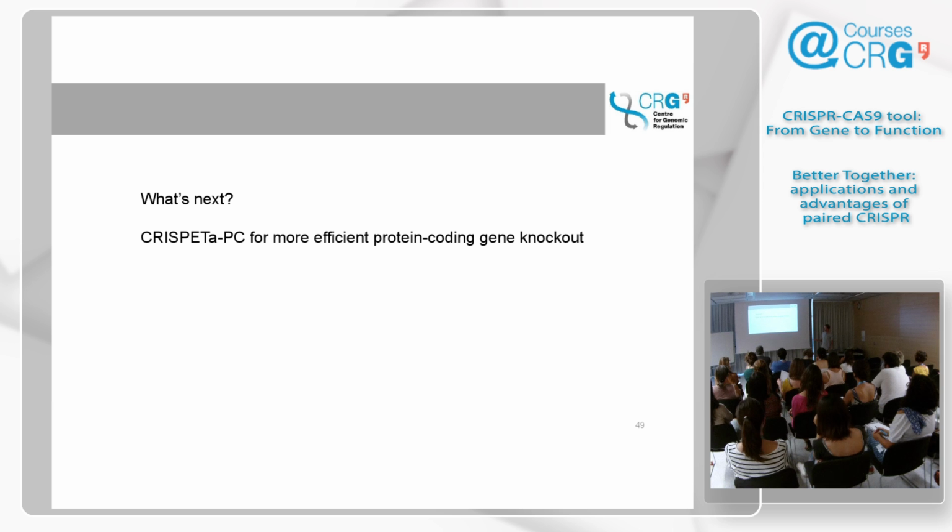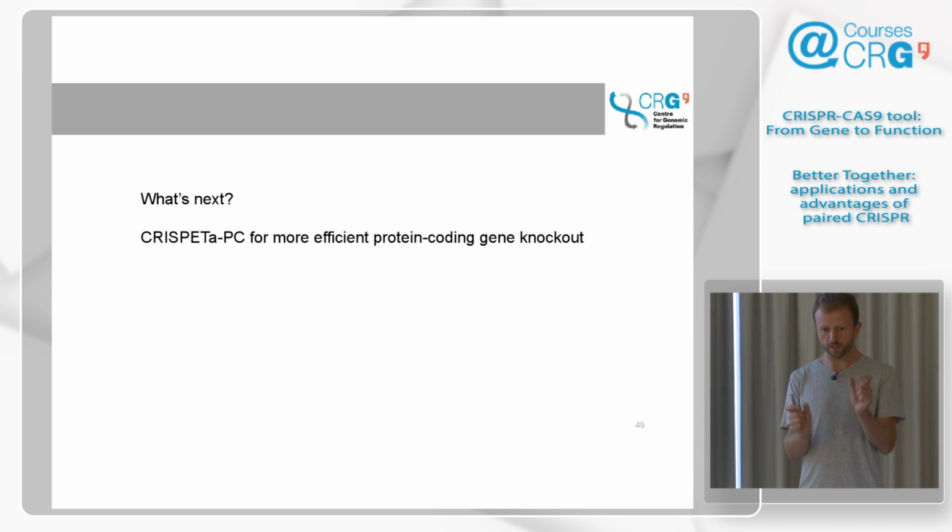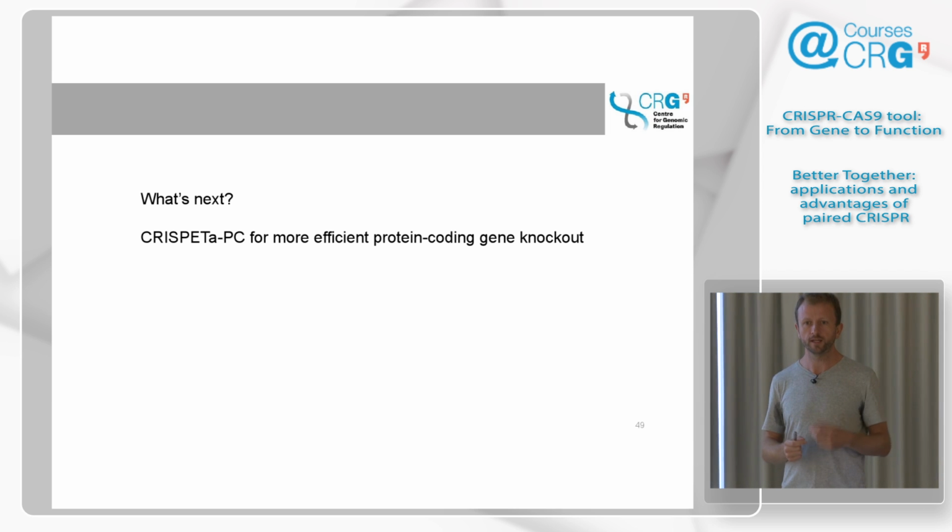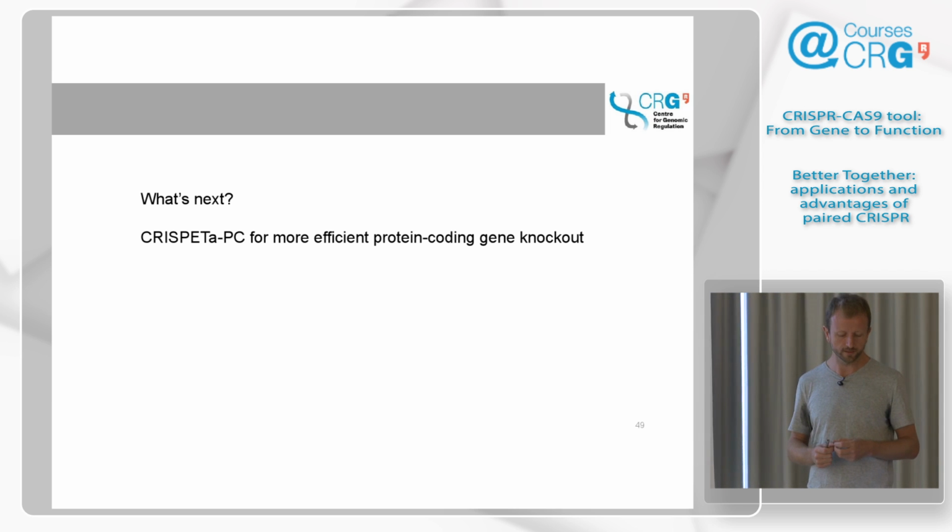And actually what we're working on right now is adapting this for protein coding genes, because we think that although this system was designed for non-coding RNAs, if you actually design this system for protein coding genes where you're not targeting with one guide RNA, but you're targeting with 2 at the same time, it should improve the efficiency that you get in the knockout.